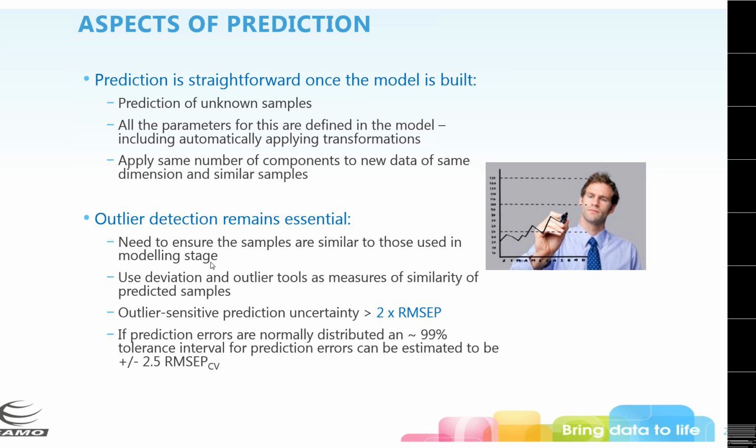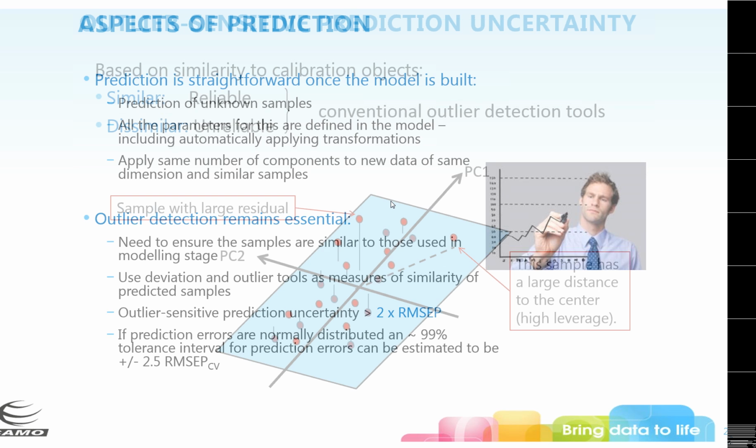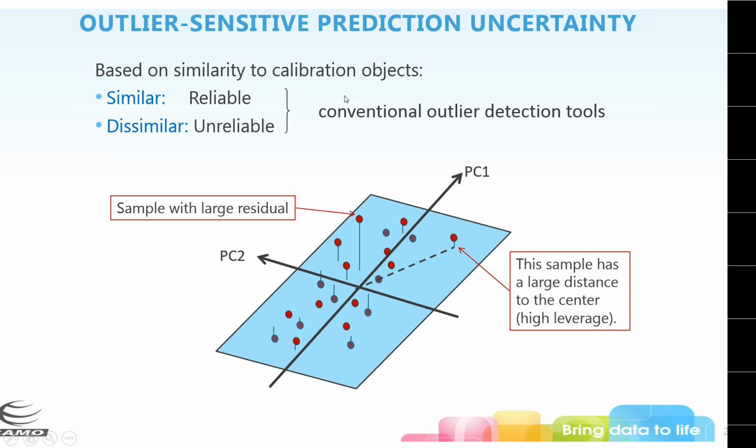You still have to look for your outliers. Every time you run an analysis, you've got to make sure and look for these outliers and make sure that the samples are similar. Use your outlier tools. That's going to be your leverage, your Hotelling T-squared, your residuals, to see if there's any outliers here. Again, this is just how outliers are defined. So if they're similar, it's reliable. If it's dissimilar, it's going to be unreliable.